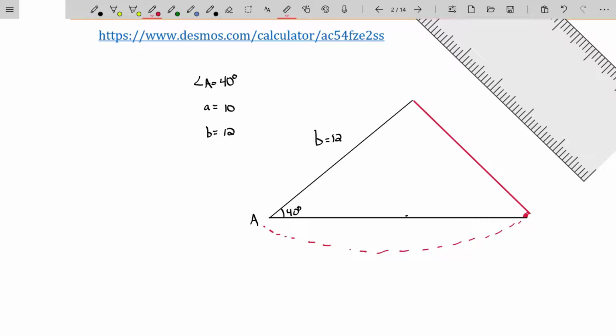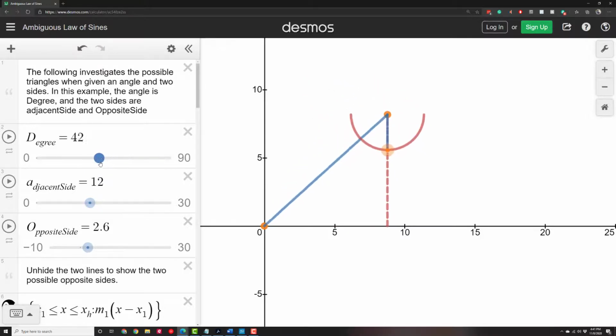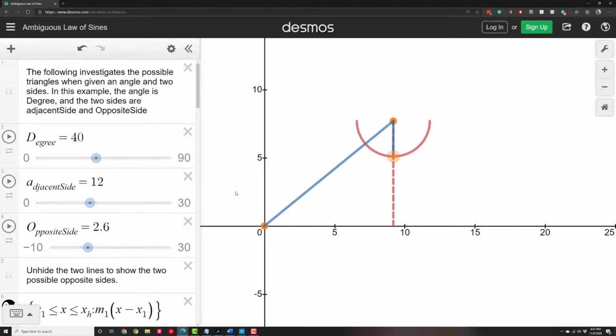Now I'm going to go ahead and visualize this with that Desmos application. So here I am in Desmos right now, and this angle right here between the positive x-axis and that blue line, that angle is 40 degrees. So you can see if I raise the angle, it grows. I'll just keep it at 40 degrees there. I'm saying the adjacent side, that blue length, is of length 12.